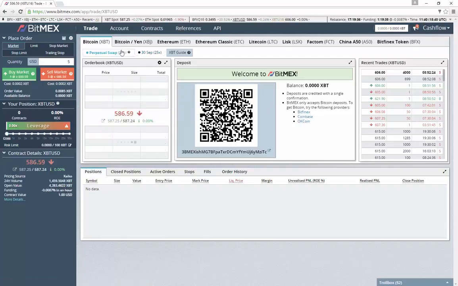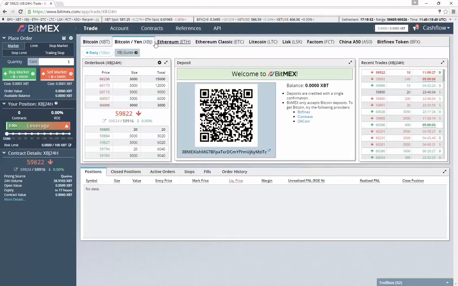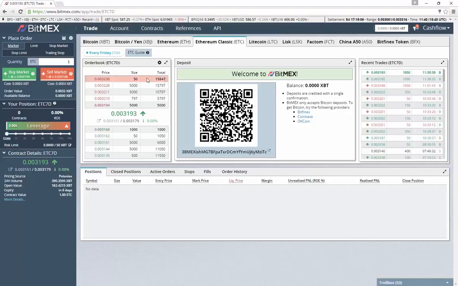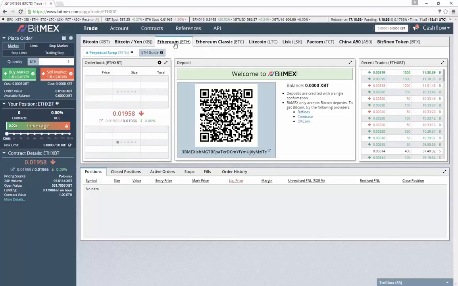And so you also have other markets as well. You could trade Bitcoin against the yen. You could trade Ethereum. The Ethereum trading operates just the same way you would trade on any other exchange. It's just the price of Ethereum paired against Bitcoin. And they offer up to 33.3 leverage. They also have Ethereum Classic, which offers 10x leverage. And these settle every Friday.